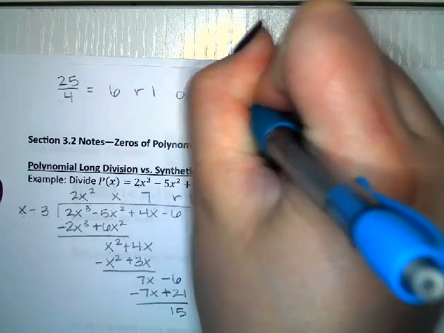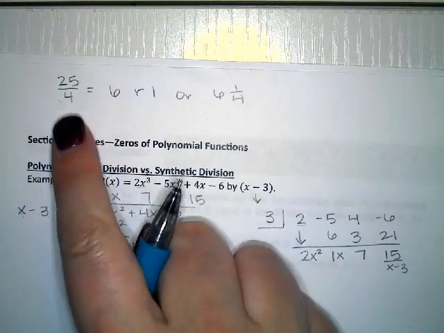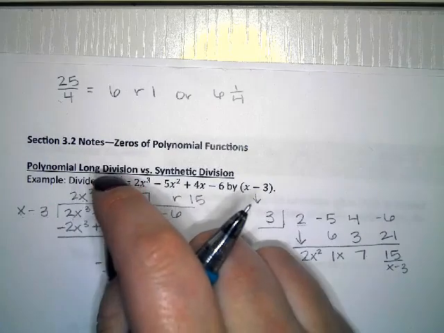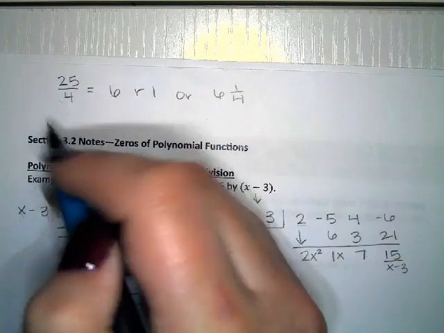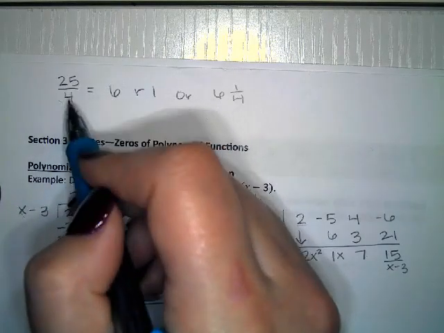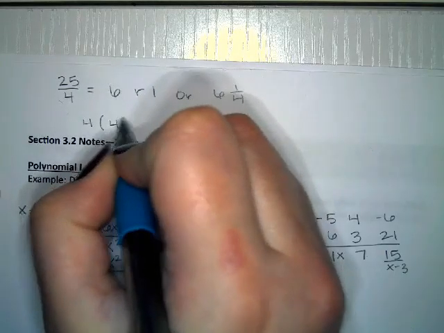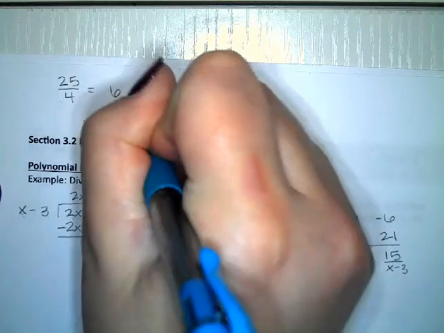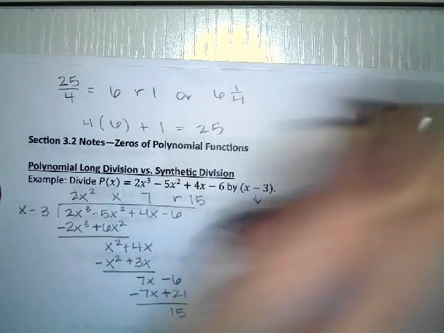4 does not go into 25 evenly. So if I wanted to write the inverse or the opposite of this statement, I could say that 4 times 6 plus the remainder equals 25. 4 times 6 is 24 plus the remainder of 1 is 25.